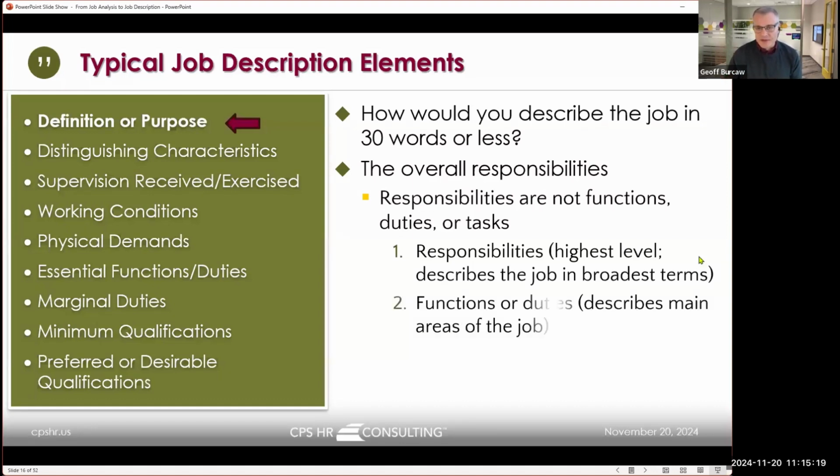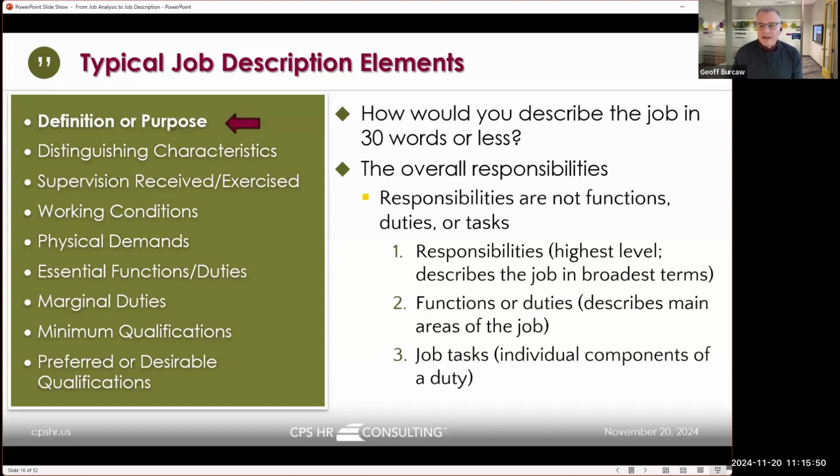Within a responsibility, we have those functions or duties. You can take pretty much any job and you can look at all of the different tasks that are performed, and you can group those into different areas of the job that really collectively define the job. And you can usually describe those in maybe four, five, or six essential functions. But each one of those is going to be related to the responsibilities.